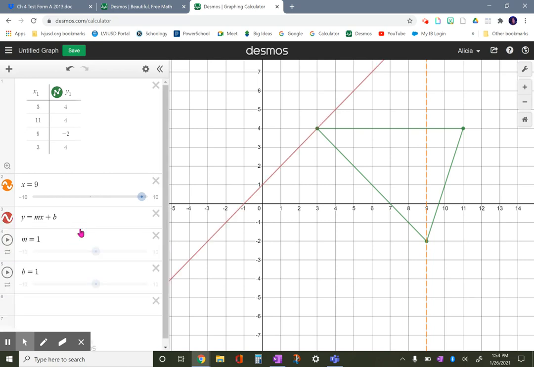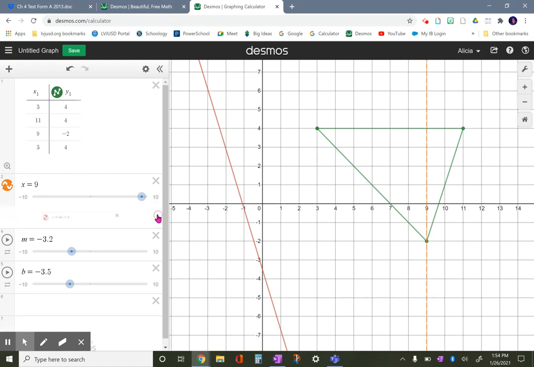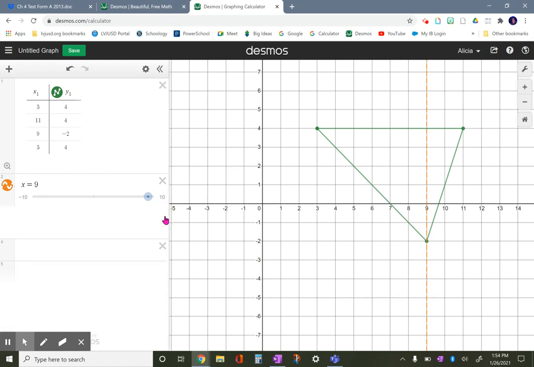You can add sliders if you want to, and you can use the sliders to help you figure out where this graph is going. See, as b is positive, the line moves up. As b is negative, the line moves down. So if you want to do it that way, you definitely can, but I'm not going to do it that way. I'm going to show you a different way to do it. So let me get rid of those. Again, the way you get those sliders is you type in y equals mx plus b and just hit all, and it'll give you a slider for both.